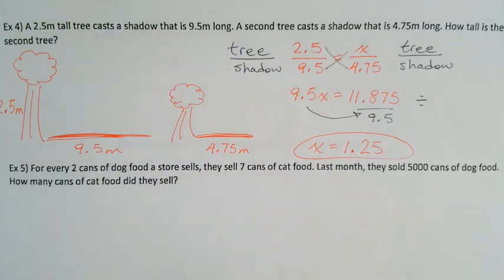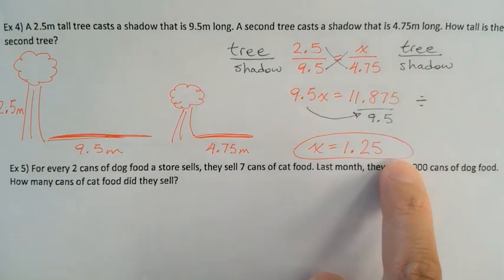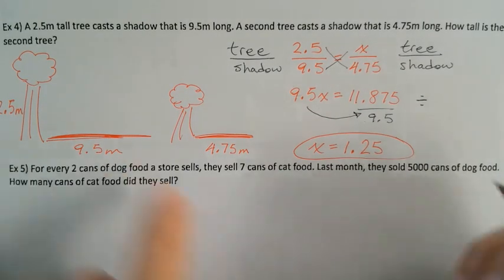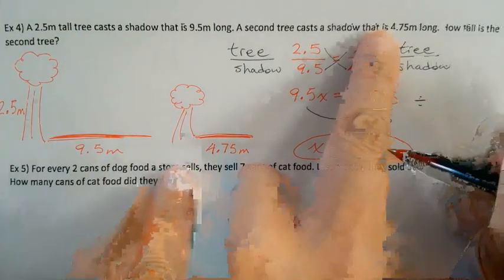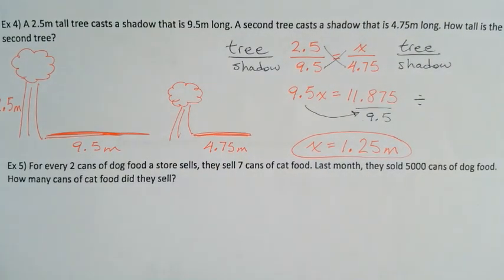Yep. You forgot to set the meters on. Yeah, exactly. Good. Notice I left a little space right here. I wanted to see if you guys would notice. Yes, word problem, you have your unit. So make sure you are talking about the height of a tree, so it's 1.25 meters.